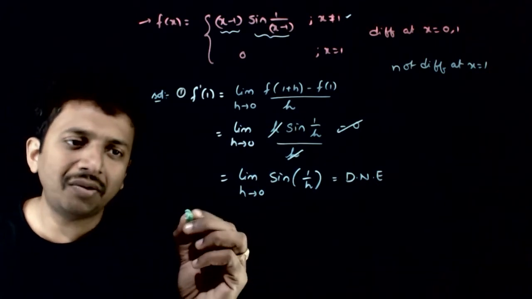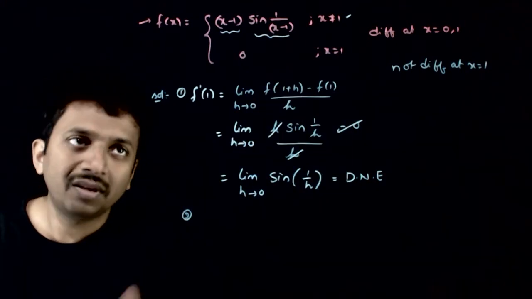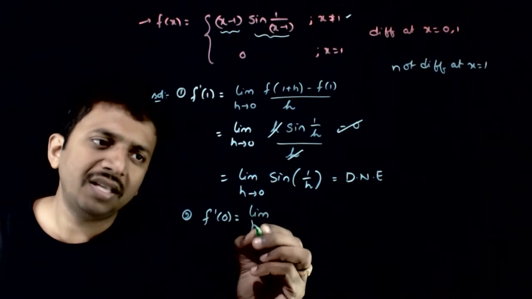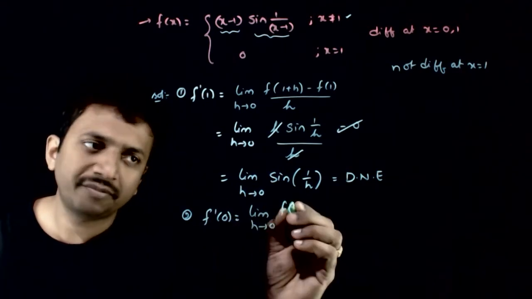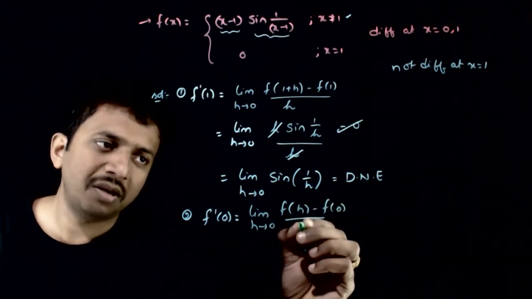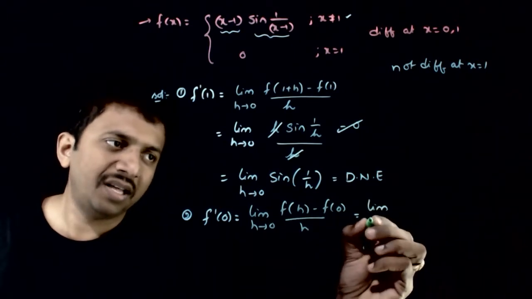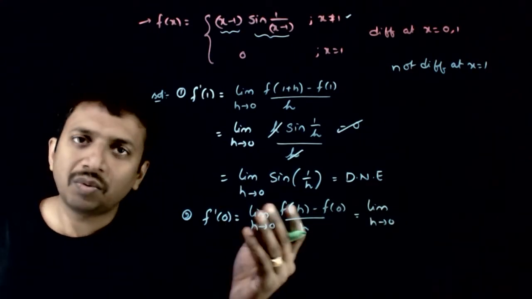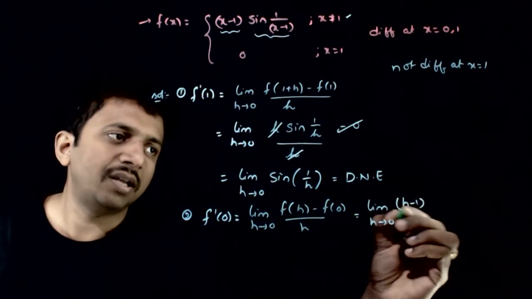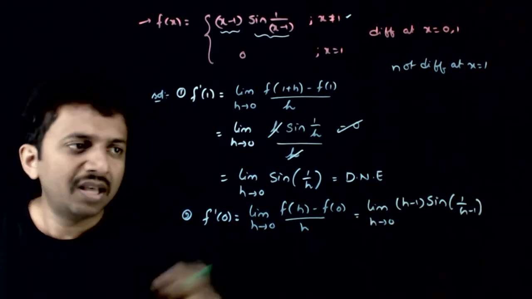And let us try to inquire the differentiability at x is equal to 0 next. So what is f dash of 0? F dash of 0 is equal to limit h tends to 0 of f of h minus f of 0 by h. That is equal to limit h tends to 0. So what is f of h? So f of h is (h minus 1) into sine of 1 by (h minus 1), minus f of 0.